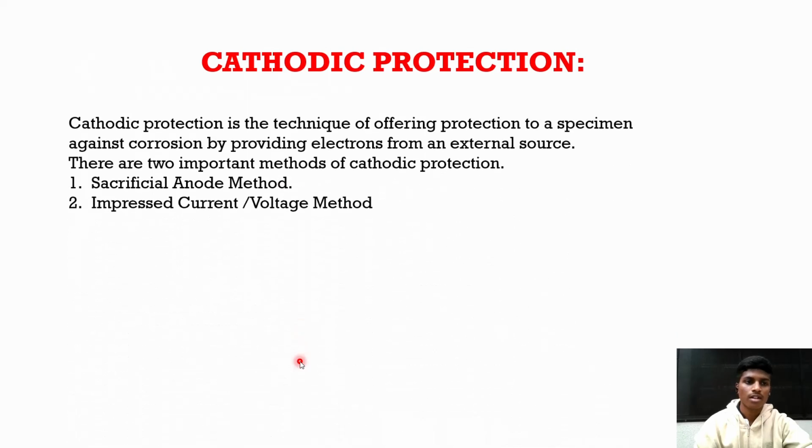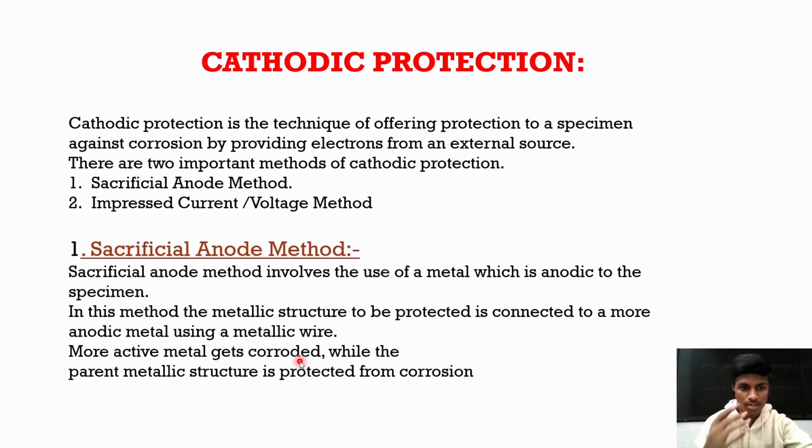Next, cathodic protection. Now we are moving into the topic called cathodic protection. Cathodic protection is a technique of protecting a specimen against corrosion by providing electrons from an external source. There are two important methods of cathodic protection: the sacrificial anode method and the impressed current method. In the sacrificial anode method, the metallic structure to be protected is connected by a metallic wire to a more anodic metal, which is known as the sacrificial anode.